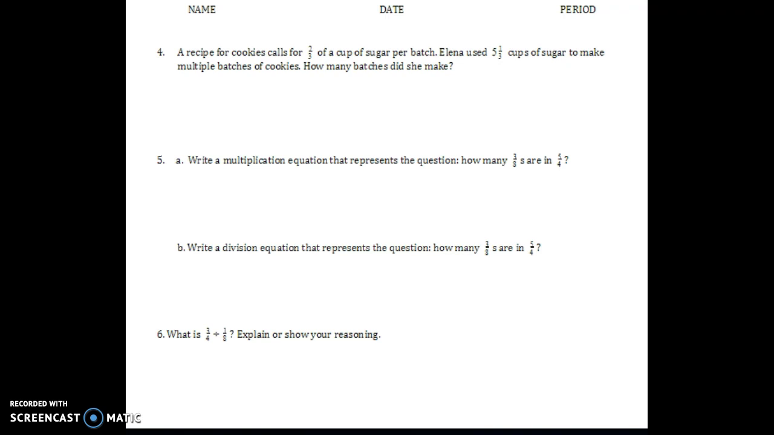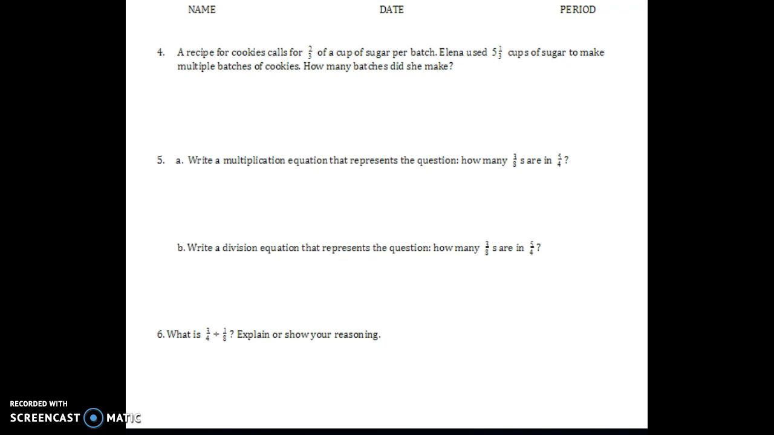Question 5a. Write a multiplication equation that represents the question, how many 3/8 are in 5/4? 5b. Write a division equation that represents the question, how many 3/8 are in 5/4?